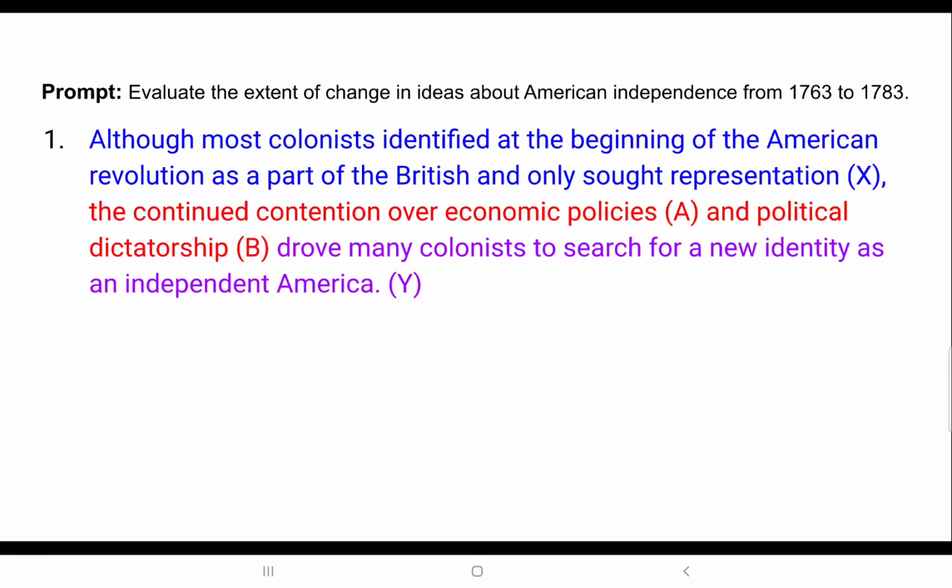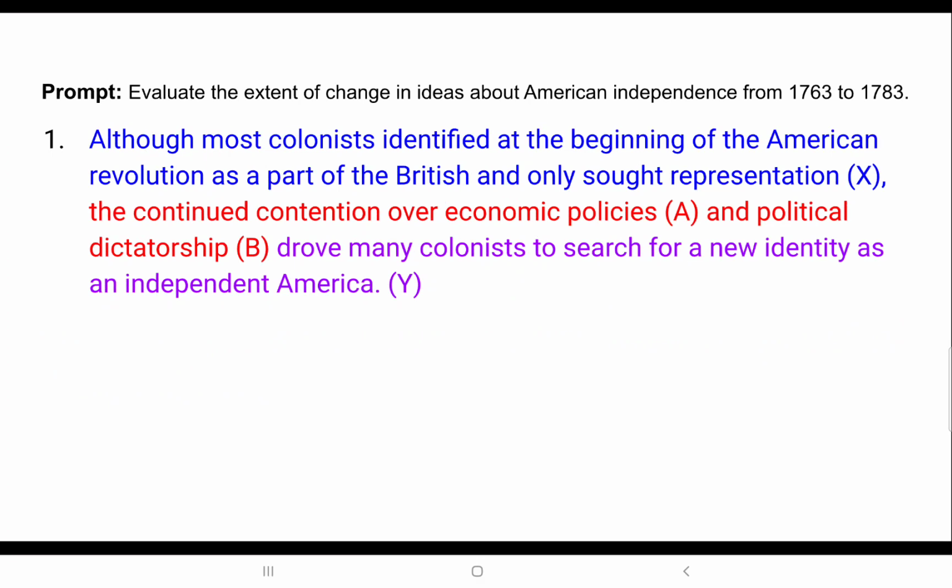All right, so we're back with our good old American independence prompt, and this is something that I just wrote on the spot quickly. Although most colonists identified at the beginning of American Revolution as a part of the British and only sought representation, the continued contention over economic policies and political dictatorship drove many colonists to search for a new identity as an independent America. See how I'm very specific with my thesis, but I'm also addressing a lot of different perspectives and different points to my argument, which makes what I'm trying to say even stronger and clearer.